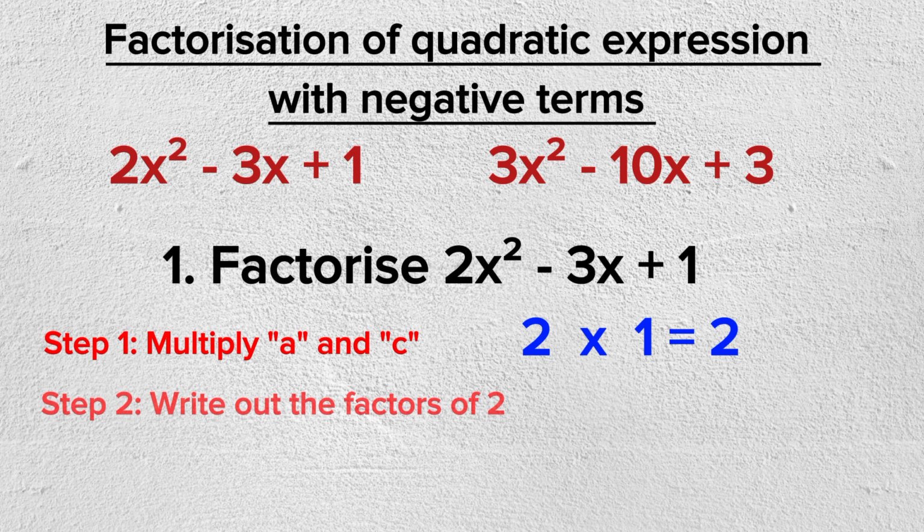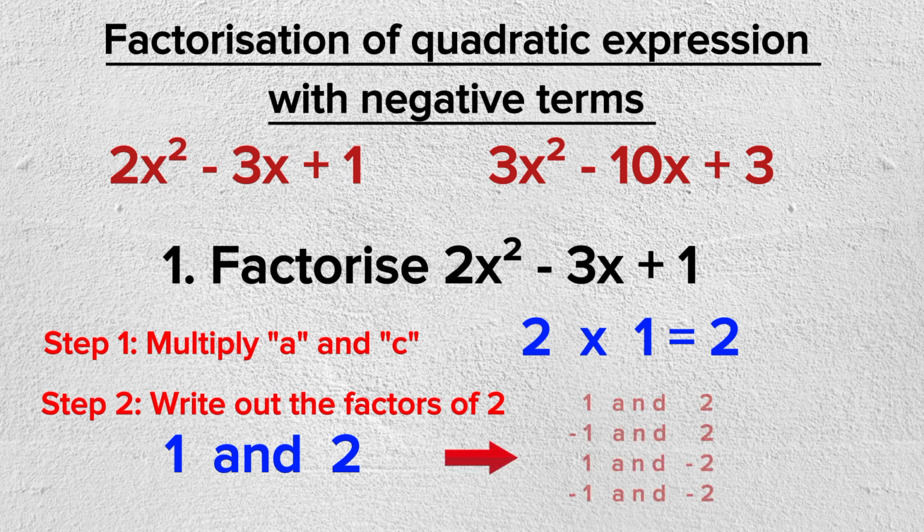Step 2. Find the pair of factors of 2 that will add up to give the middle term minus 3x. The factors of 2 are just 1 and 2. Considering the negative sign, which of these will add up to give minus 3? Is it positive 1 and positive 2, minus 1 and positive 2, positive 1 and minus 2, or minus 1 and minus 2? Minus 1 and minus 2 will add up to give minus 3, so the pair of factors is minus 1 and minus 2.